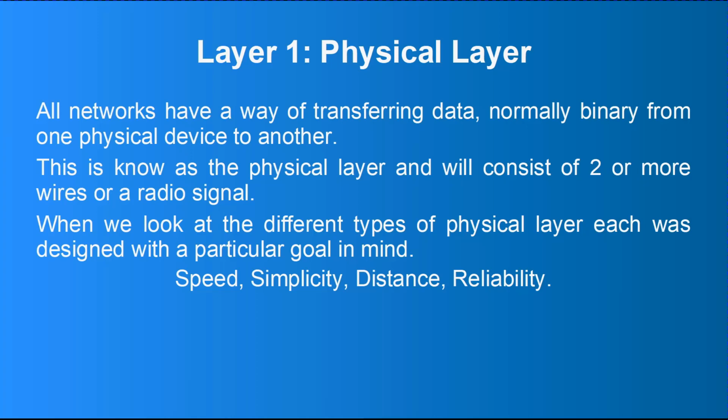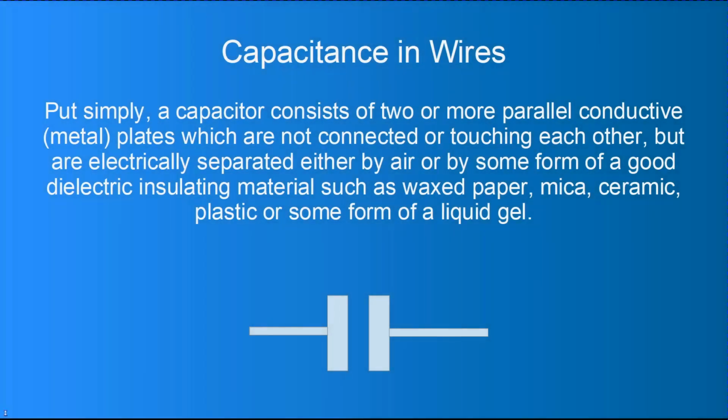One of the things we need to be aware of when we're looking at our networks and designing networks is capacitance in wires. Now, a capacitor, put simply, consists of 2 or more parallel conductive metal plates, which are not connected or touching each other, but are electrically separated, either by air or some form of good dielectric insulating material, such as wax paper, mica, ceramic, plastic, or some form of liquid gel. The symbol for the capacitor is basically 2 plates with wires connected, and a separation between those 2 plates, as shown in the bottom of this image.